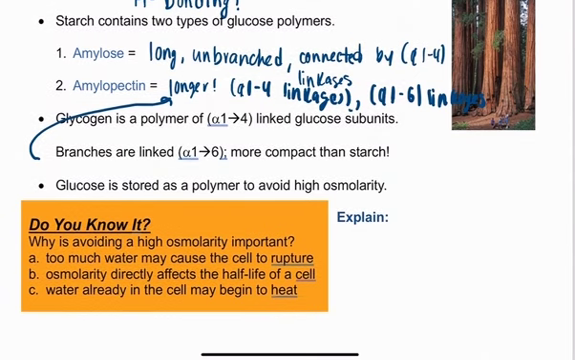So the question asks, why is avoiding a high osmolarity important? Well, think of what would happen if too much water rushed into a cell. The water in the cell may begin to heat. That's not correct. We're not adding any heat. Osmolarity directly affects the half-life of a cell, maybe in some cases, but not applicable to this question. Thus, the correct answer is A. Too much water may cause the cell to rupture. So, the cell wall expands, and the cell ruptures.